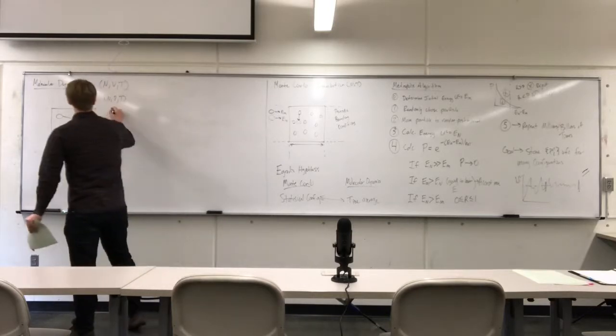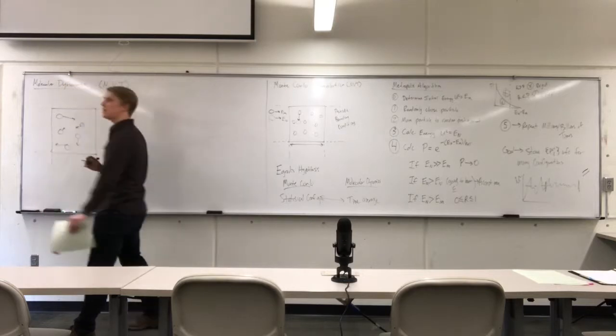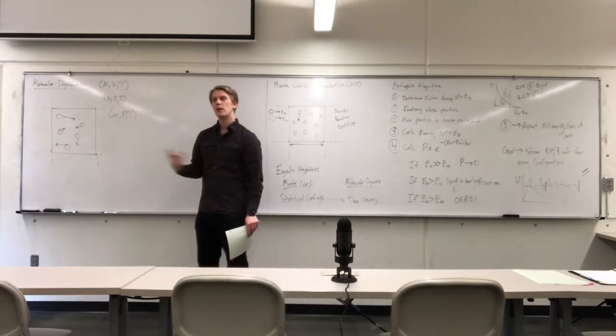We can do a grand canonical ensemble, mu PT. What do I have to change in this one?